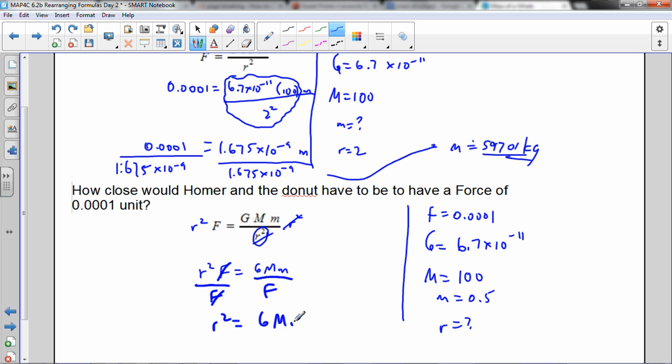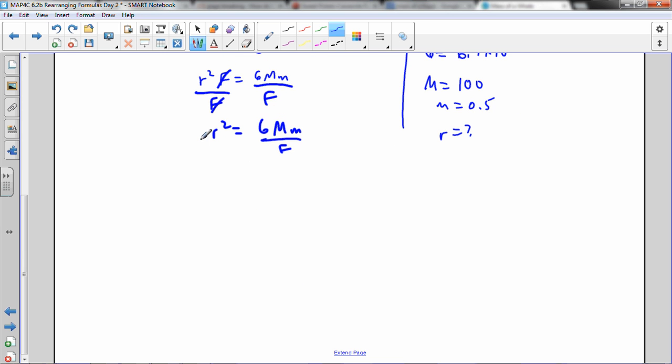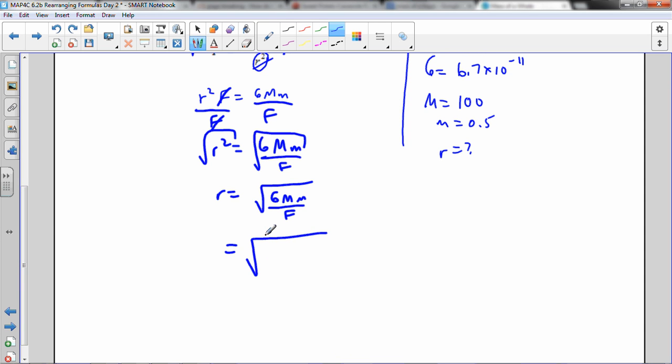And then finally I can get R alone. What's the operation that gets rid of squared? Well, it's square root of both sides. So square root both sides. And there's my formula. What I need to do now is substitute in and then use my calculator. When you hit your root button, you want to make sure you use brackets in there. So again, I got my G is 6.7 times 10 to the exponent minus 11 times Homer's mass times the donut's mass, all divided by the force, which is 0.0001. You pound that into the calculator.